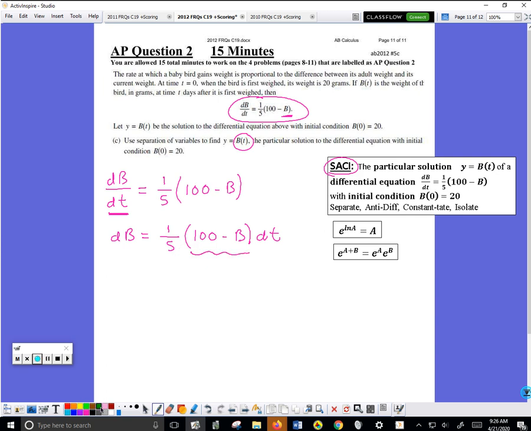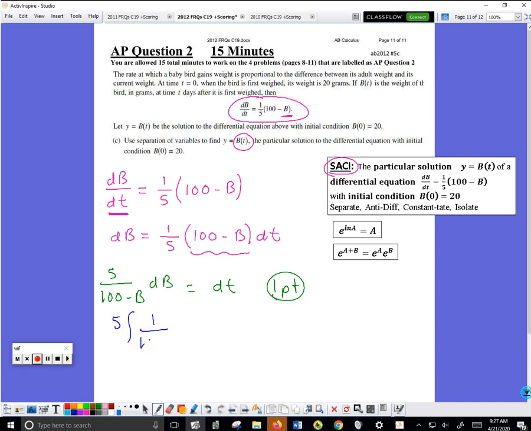So that will give me 5 over 100 minus B dV equals dt. If I get to the green statement, I get 1 point for separating the variables correctly. So now I need to find the antiderivative of both sides. 5 is a multiplying constant, so it can come out of the antiderivative of both sides.